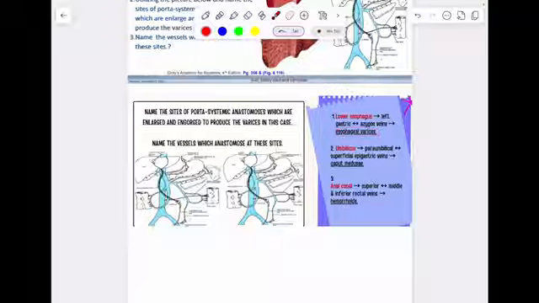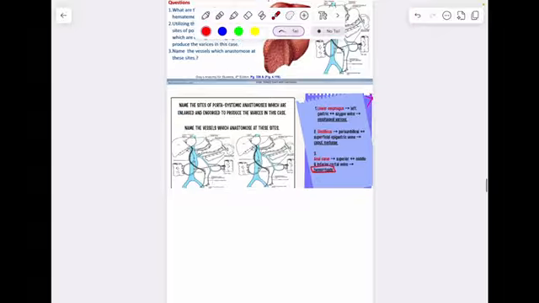Then for the umbilicus, it's going to be anastomosis of the paraumbilical and superficial epigastric veins. Obviously, it's going to manifest clinically as caput medusae. Then for the anal canal, we have the superior, middle, and inferior rectal veins. And this is going to manifest as hemorrhoids.